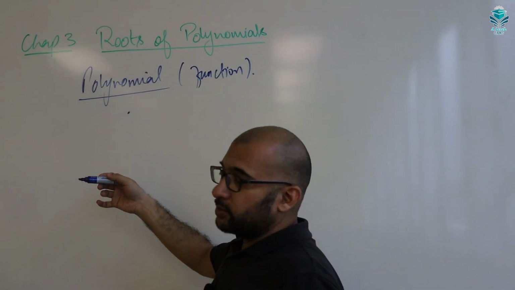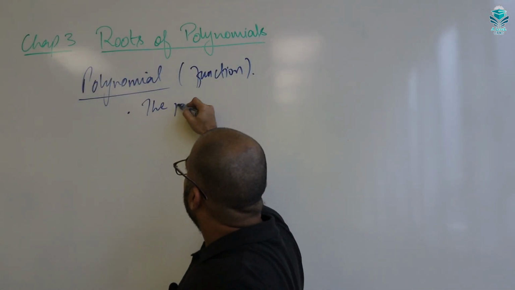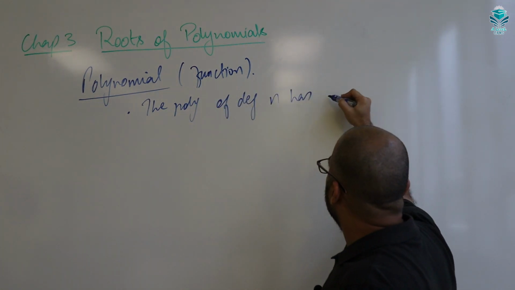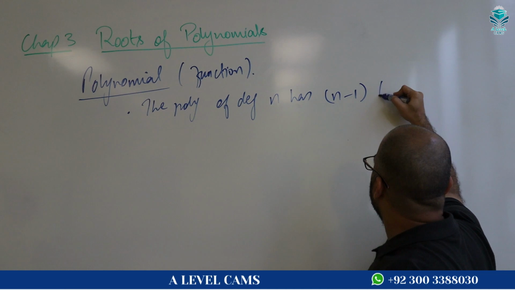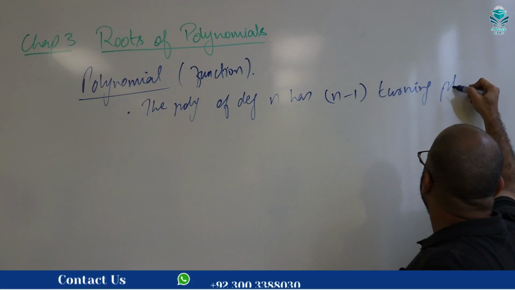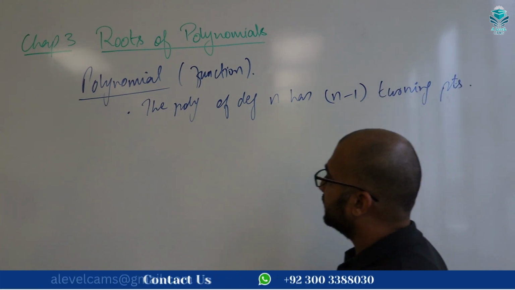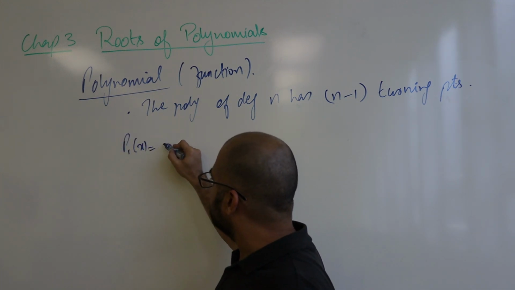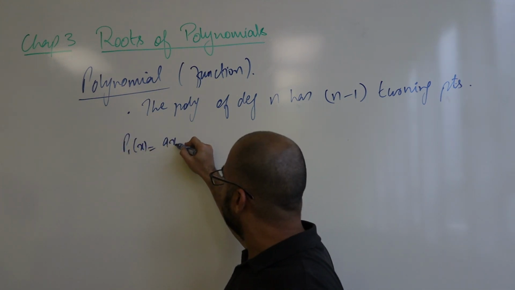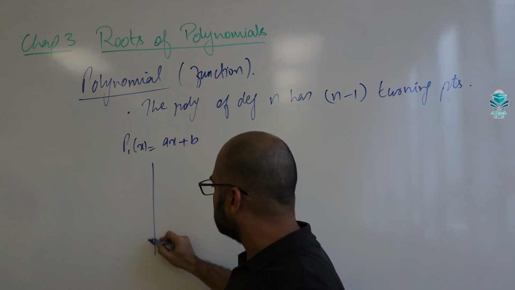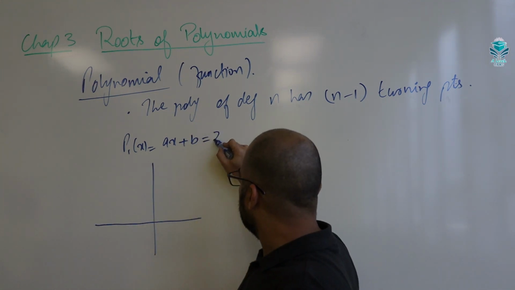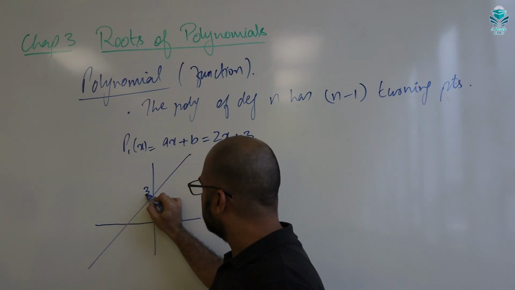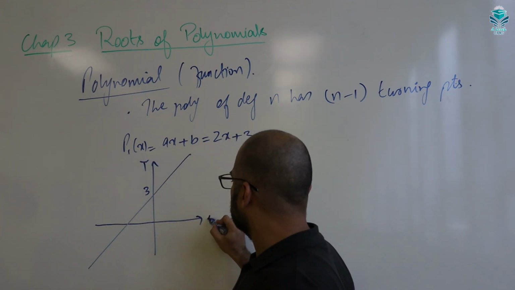Students, here are some important points that we will discuss. The polynomial of degree n has n minus 1 turning points. So let's say if we consider p1 of x, it will be of the form ax plus b. It is nothing but a straight line. Let's say we have 2x plus 3, so the straight line will be like this. This is the y-axis and x-axis.